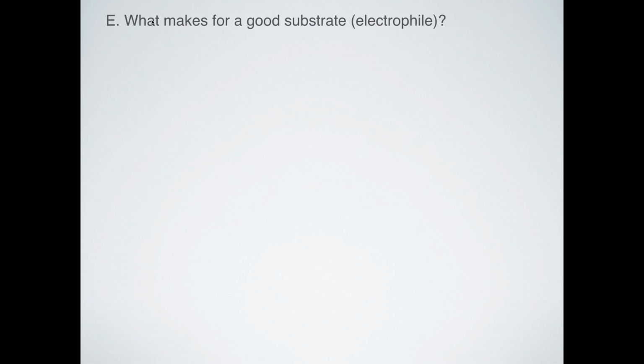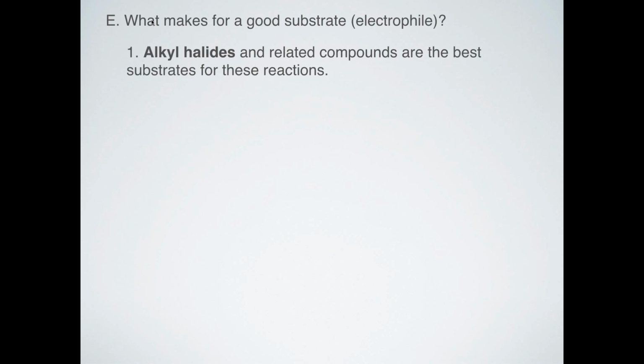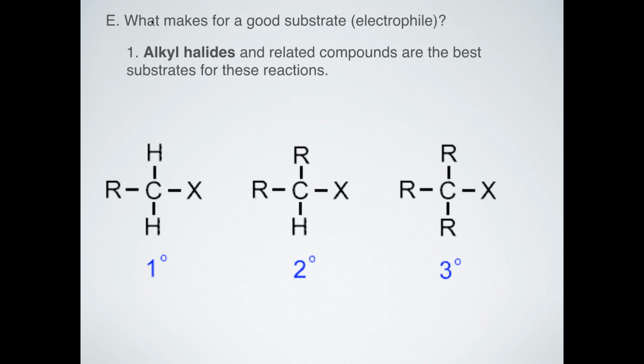Let's talk about what makes a good substrate, what makes a good electrophile. So if you are trying to pick an electrophile, alkyl halides are pretty much your only choice. Alkyl halides are great, and any related compounds to it are the best substrates. Okay, if you don't know what an alkyl halide is, this is an alkyl halide, this is an alkyl halide, and this is an alkyl halide.